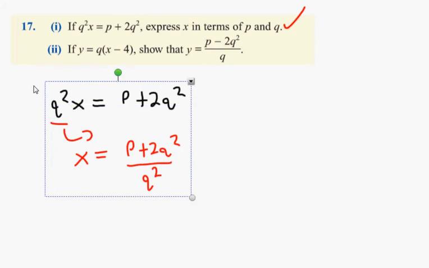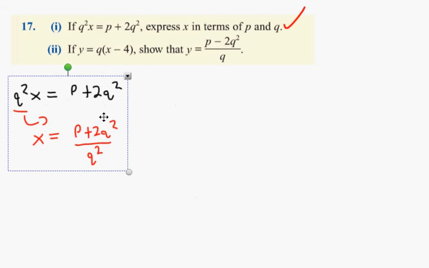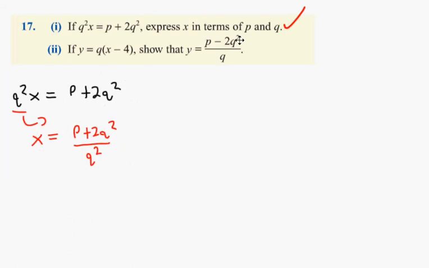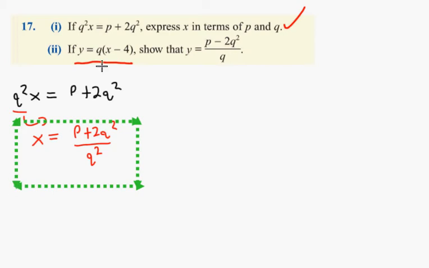If y equals q bracket x minus 4, show that y equals p minus 2q squared over q. That's very interesting, okay? Now, currently speaking, y and p aren't in the same equation, are they? We have two pieces of information. The first equation we have to work with is this one here. The second equation we have to work with is this one here. So see the two equations in the two green boxes? They're the equations we're allowed to use.